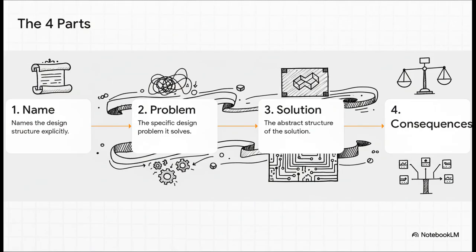And these patterns aren't just some vague ideas. They're actually documented with a really clear structure. Each one is broken down into 4 key parts. It's got a name, for easy reference, the specific problem it's meant to solve, the abstract solution it proposes, and just as importantly, the consequences. The trade-offs. It's basically a complete blueprint for how to implement it.